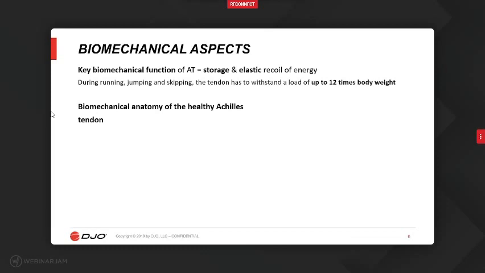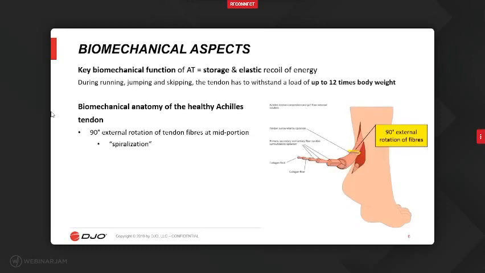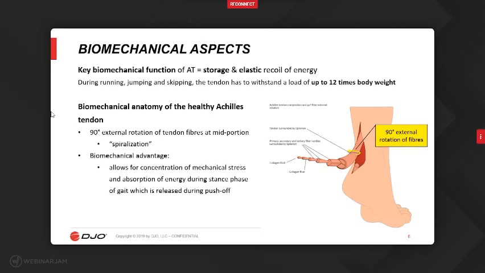And regarding the biomechanical anatomy of the healthy Achilles tendon, there is a particularity. There is a 90-degree external rotation of tendon fibers at mid-portion, so a spiralization. And this has a biomechanical advantage. It allows for concentration of mechanical stress and absorption of energy during the stance phase of gait, which is then released during push-off.